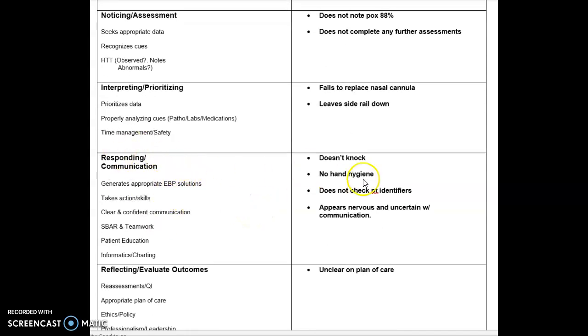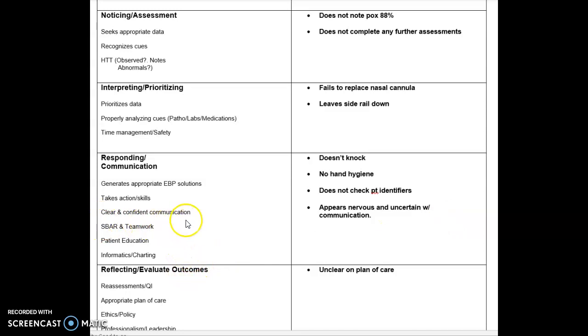Responding in communication, difficult to see in the video perhaps, but they did not knock. They did not do any hand hygiene. They do not have gloves on. They did not check any patient identifiers. They did not check the armband.